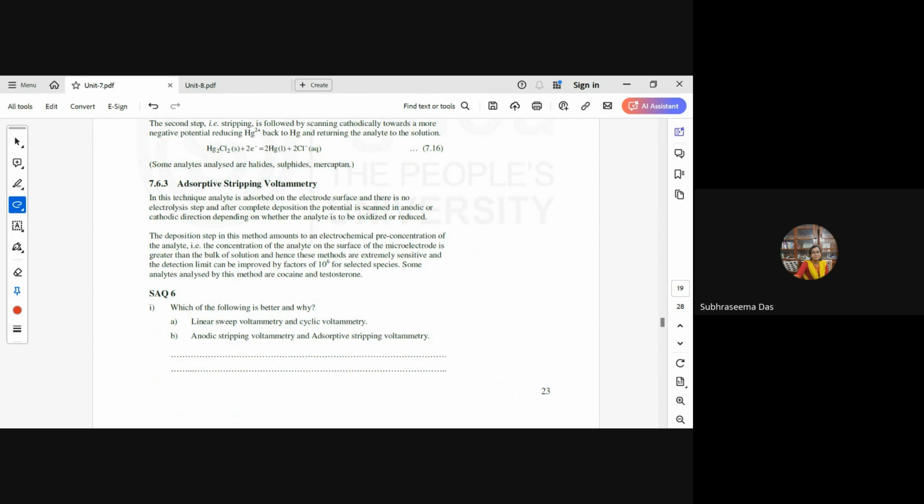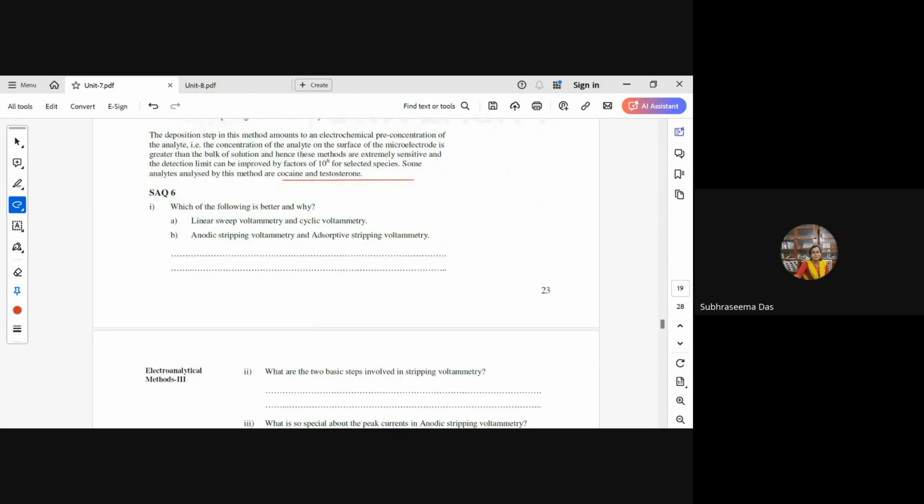The third part is adsorptive stripping voltammetry. Here, the analyte is adsorbed on the surface of the electrode, and there is no electrolysis step. After complete deposition, the potential is scanned in either the anodic or the cathodic direction, depending on whether the analyte is to be oxidized or reduced. The deposition step here amounts to the deposition of the analyte on the surface of the electrode that is used here. Some analytes that have been analyzed by adsorptive stripping voltammetry include cocaine and testosterone.